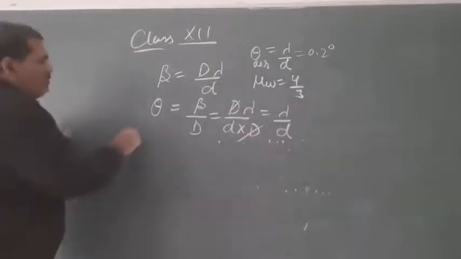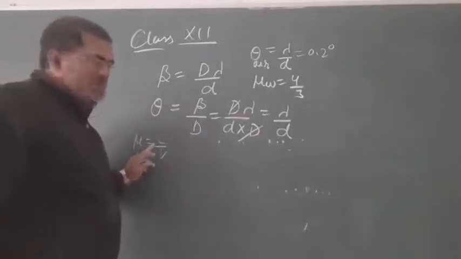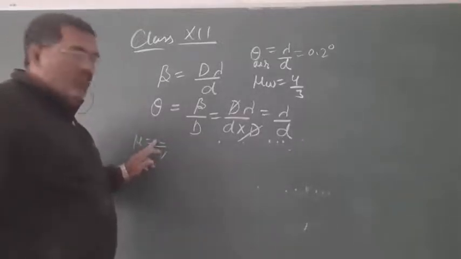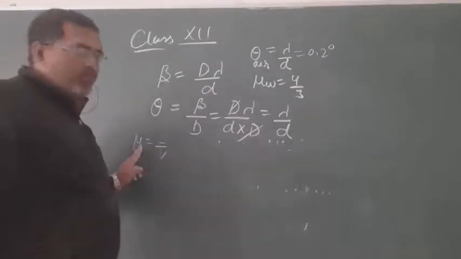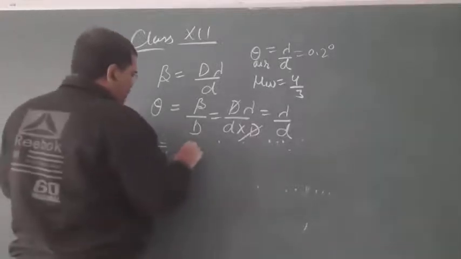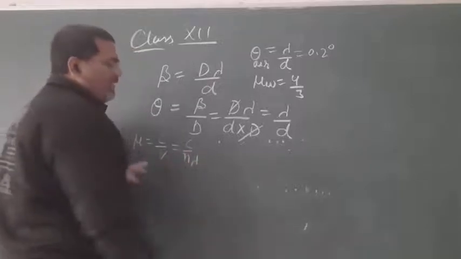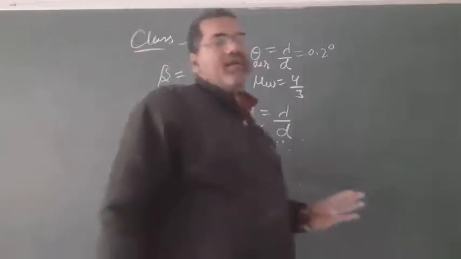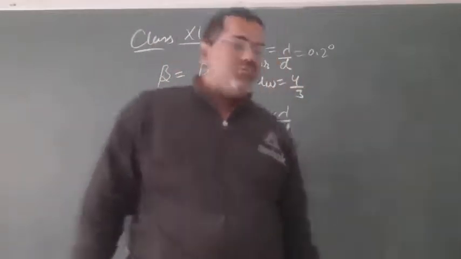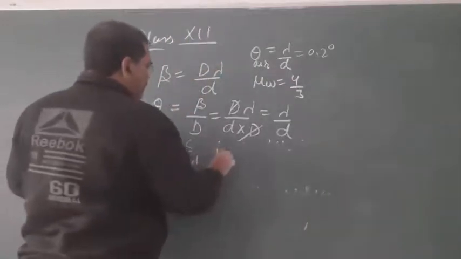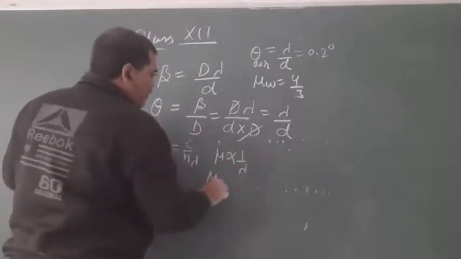So, as we know, mu equal to c upon v. c is the velocity of light in vacuum, and v is the velocity of light in the medium. Mu is the refractive index, that is, optical density. So you can say v equal to n lambda, where n is the frequency, and the frequency of light does not change even when light travels from one medium to another medium. So n is constant here, c is constant, so mu is proportional to 1 by lambda. So you can write mu lambda equal to constant.